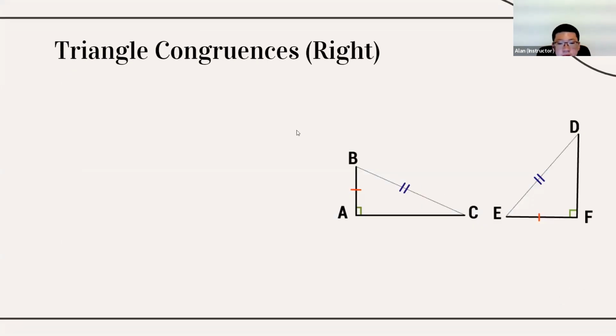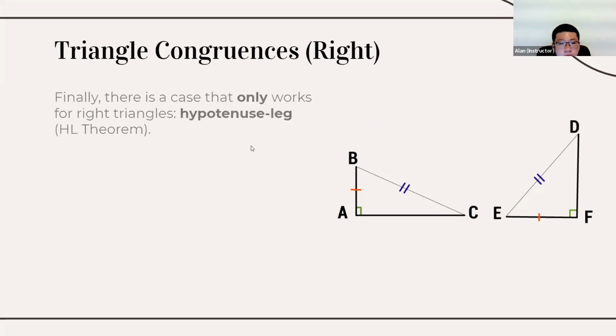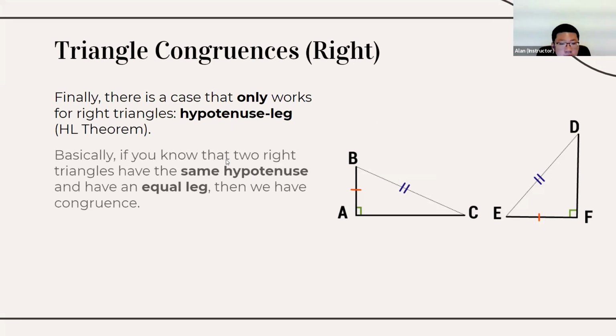So yeah, here's a more specific view of the hypotenuse-leg theorem. It's only for right triangles because the hypotenuse is only used in right triangles to refer to the longest side. So if two right triangles have the same hypotenuse and the same leg, then you know that they're equivalent. And that's because you can use the Pythagorean theorem to find the third side.